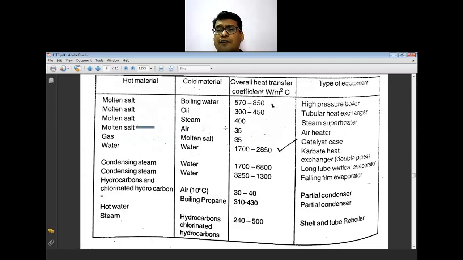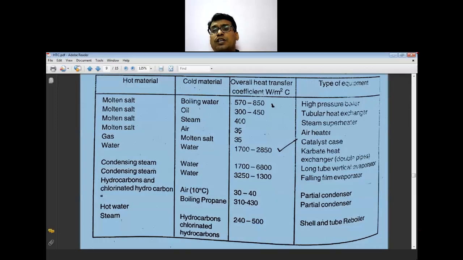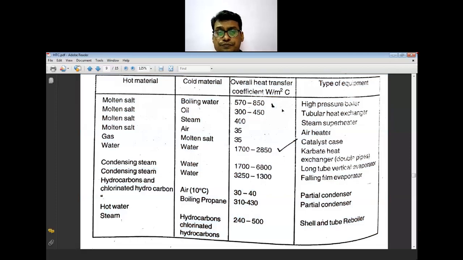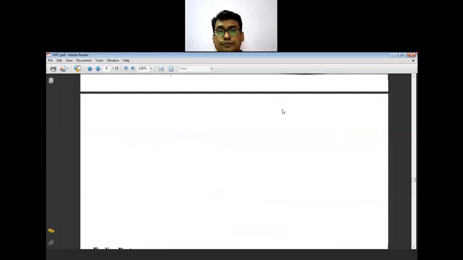When it's air and molten salt, again, whenever there is air or a gas, you get a lower heat transfer coefficient. And if it's natural convection, then again these values become very small, around 3 to 5. If it is forced convection, these values can be up to 100 watt per meter square degree Celsius.